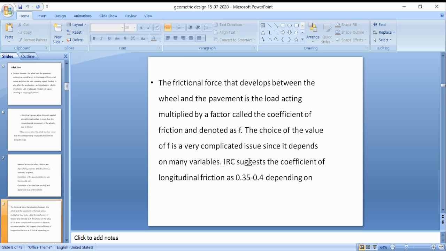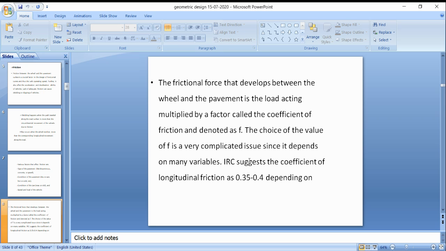Next, the frictional force that develops between the wheel and the pavement is the load acting multiplied by a factor called the coefficient of friction, which is denoted as F. So here, the frictional force that develops between the wheel and the pavement is the load acting multiplied by F.